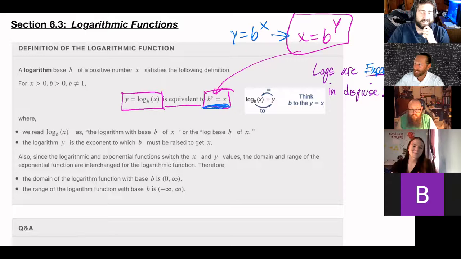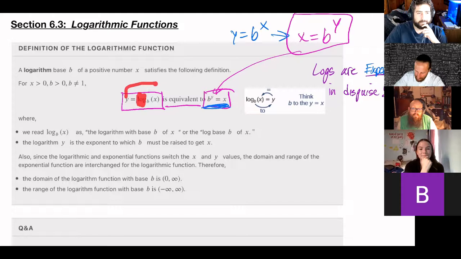The inverse. So if you want to get rid of a log, you just cross it out and you take the input and the output, the x and the y, and you switch them. What's never going to change? Your base. But now it'll be b to the what? Y equals x.